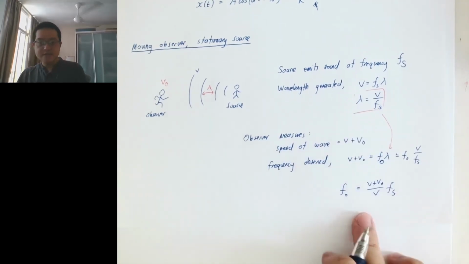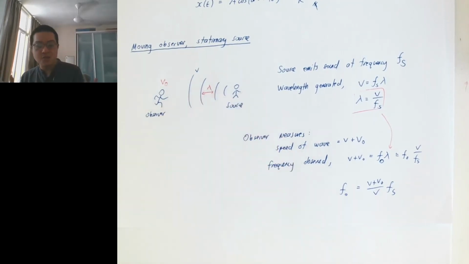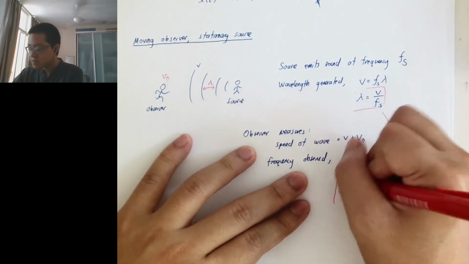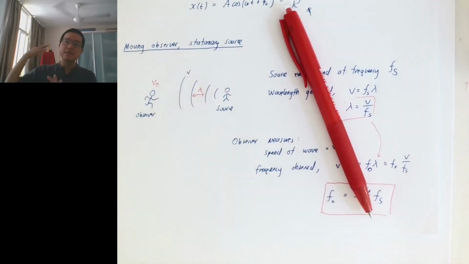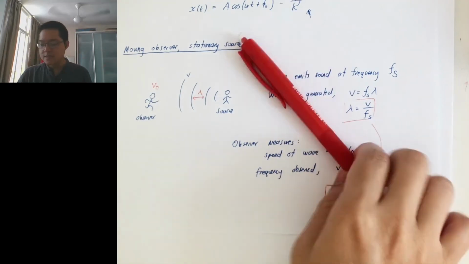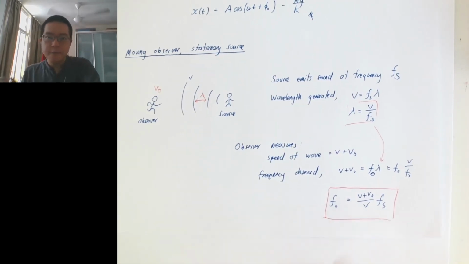So the frequency that the observer hears is different from the frequency of the source, and it's because of this formula. The reason is that the observer is running into the sound. If you're running into the sound, the oscillation frequency is higher, because from the perspective of the observer, the changes from maximum to minimum occur at a faster rate. So that is the first formula of the Doppler effect that we are learning now.